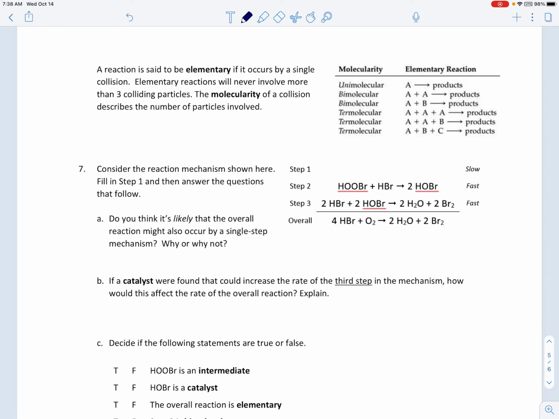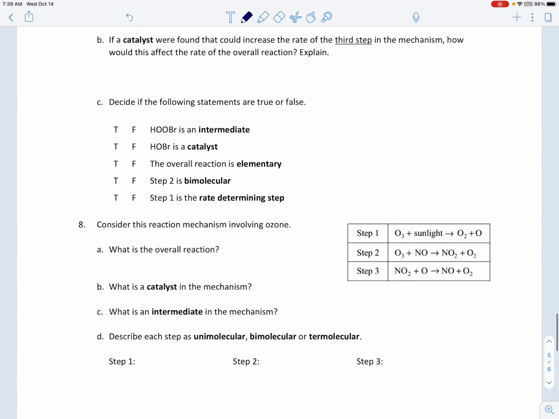We talked about this earlier, the molecularity of the different steps. Unimolecular, bimolecular, and termolecular are the three different molecularities that you will encounter. A single-step process, these are all single-step processes, are referred to as elementary processes. So these are the three different kinds of elementary reactions: unimolecular, bimolecular, and termolecular.